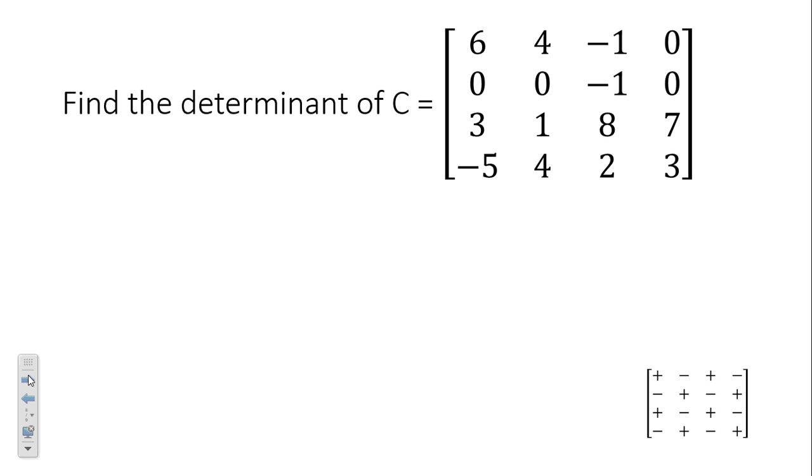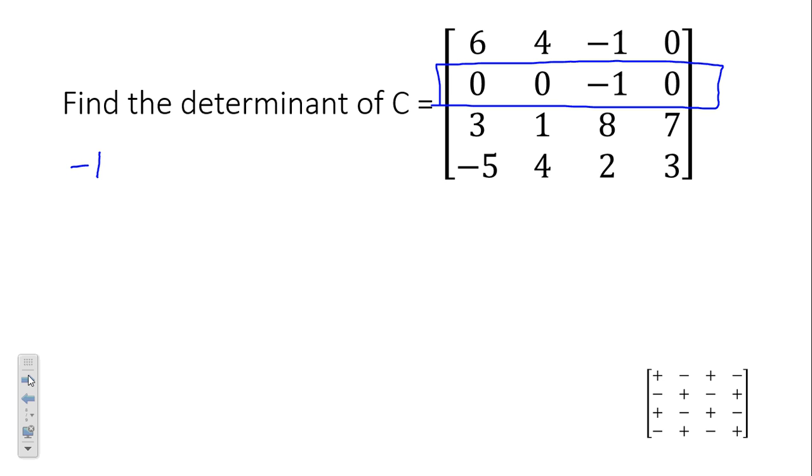So Ray suggested that we expand by row 2. He sees lots of zeros, which means that we'll only have to find the minor of -1. Because 0 times the minor for the second row, first column is going to be 0. 0 times the minor for the second row, second column is going to be 0. And 0 times the minor for the second row, fourth column is going to be 0. So we know we've got this -1.